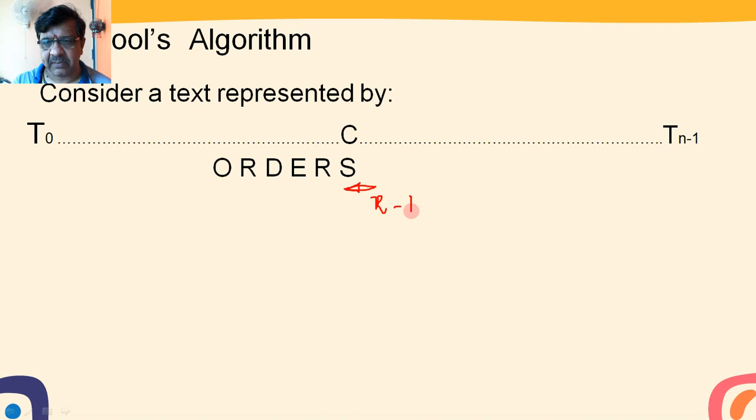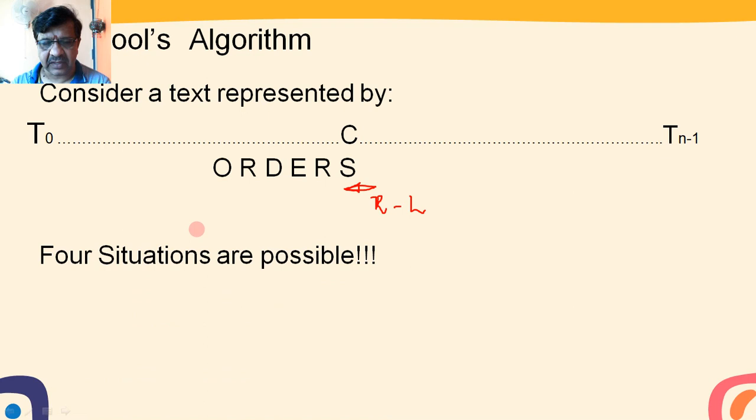Okay, therefore, ORDERS is the pattern. The comparison starts from over here, right to left. The first character that gets aligned with the text in some iteration is C. C is a character from the text, and S is the last character in the pattern. And depending on whether or not this character is matching with the last character of the pattern, and whether or not this character exists in the other m minus 1 characters of the pattern, there will be four cases of the algorithm. We will discuss one by one.